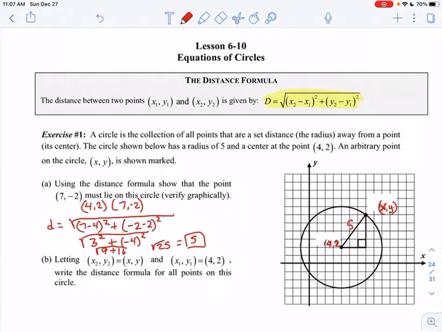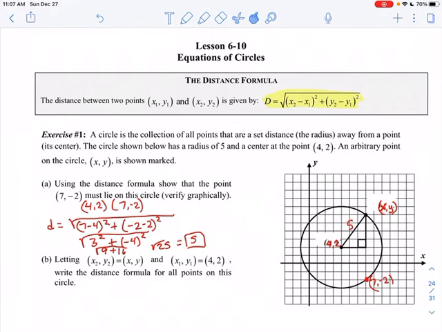Let's look at the point 7, negative 2. So 1, 2, 3, 4, 5, 6, 7, negative 2. And there it is, 7, negative 2. They wanted me to verify graphically that it was on there.